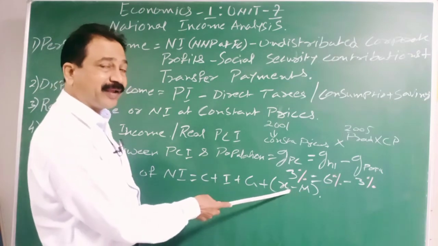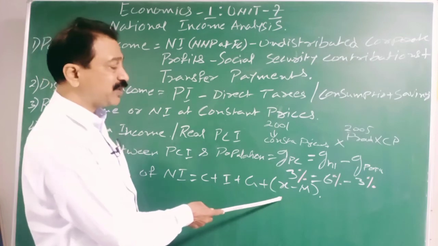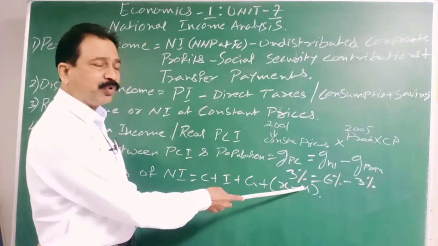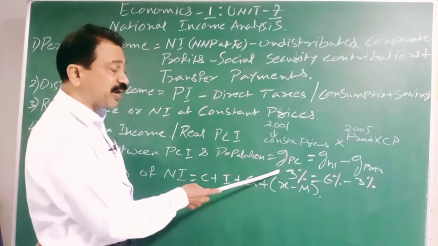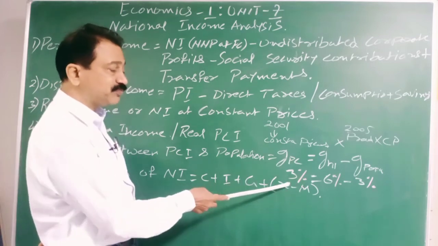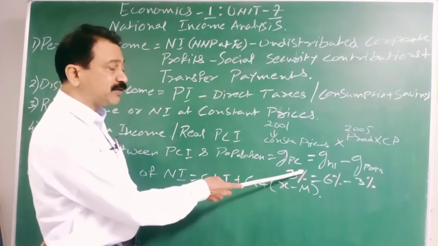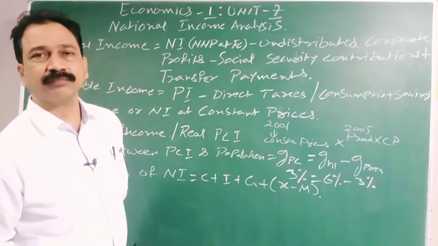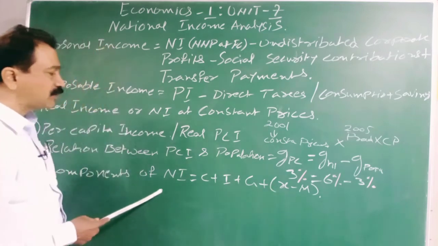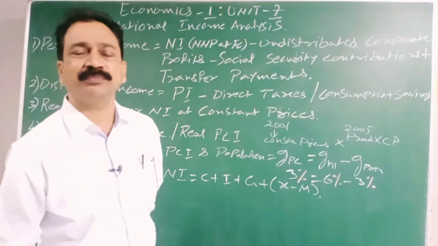This can be negative, positive, or balance. How is it balanced? If exports and imports are equal, then it is in balance. If exports are greater than imports, then it is positive. In case imports are greater than exports, then negative. So with this, we are concluding these concepts of national income.